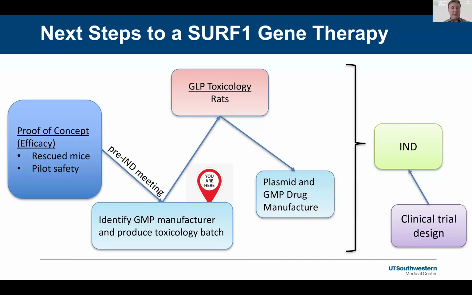So overall, our next steps, this is a schematic or diagram of the steps to try to get to a first-in-human clinical trial. We've conducted our proof of concept studies demonstrating the efficacy and the safety of this. We held a pre-IND meeting with the FDA and got guidance and agreement with them on what these next steps should be to submitting an investigational new drug application. And so right now we're at a step of trying to identify a drug manufacturer, conduct the toxicology studies, and manufacture the drug and prepare the IND. These are steps that will take at least a year, and right now we're still trying to identify funding sources to carry out this work.